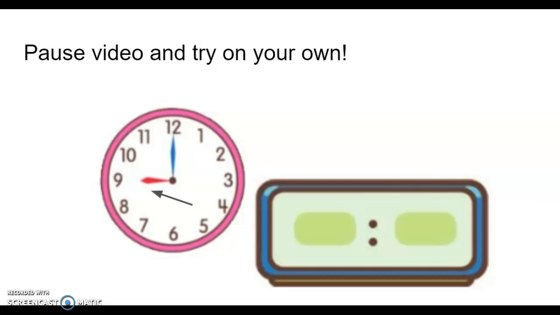Let's start by looking at the hour hand, which is pointing to the 9. So we know that the hour is 9, but we're not finished. We need to figure out the minutes. The minute hand is pointing to the 12. And when the minute hand points to the 12, we know that means it's a new hour. So it's 9 o'clock. Did you get that answer? I hope you did. All right, let's keep going.